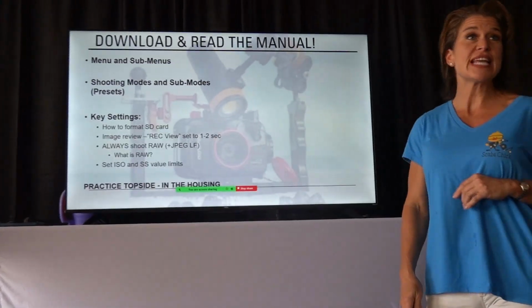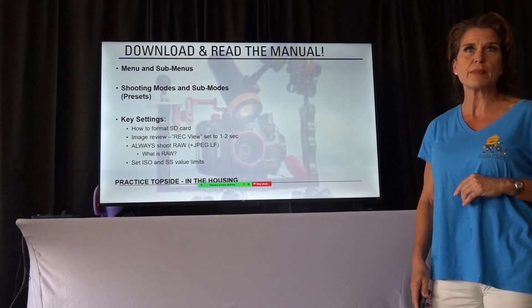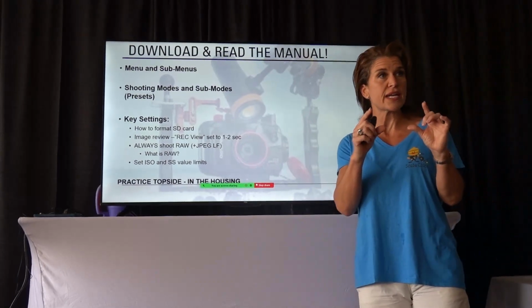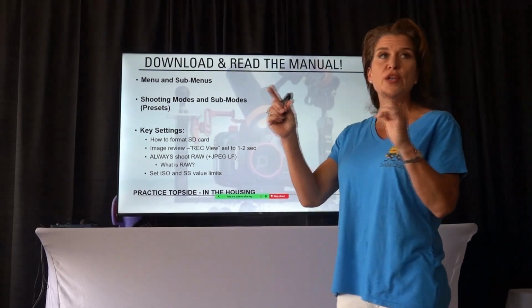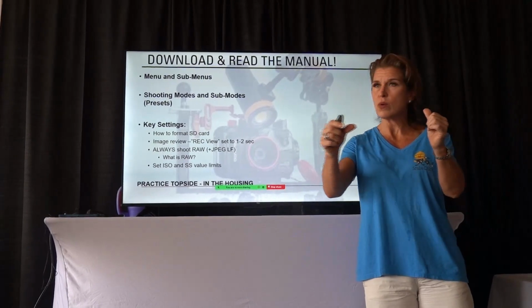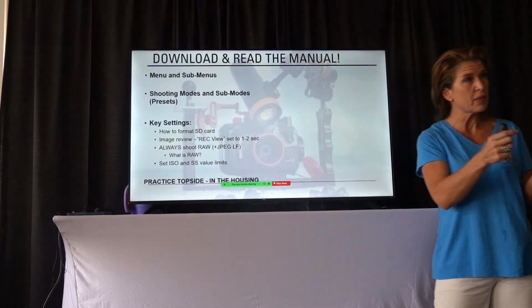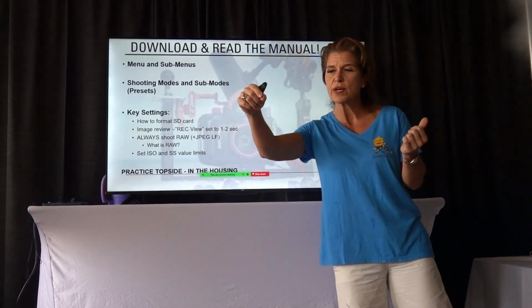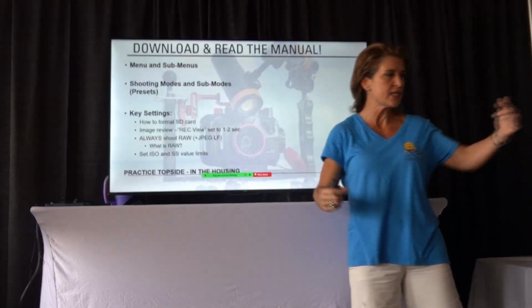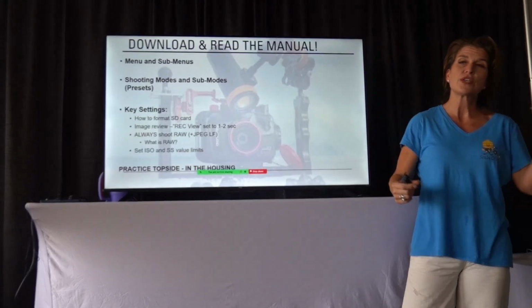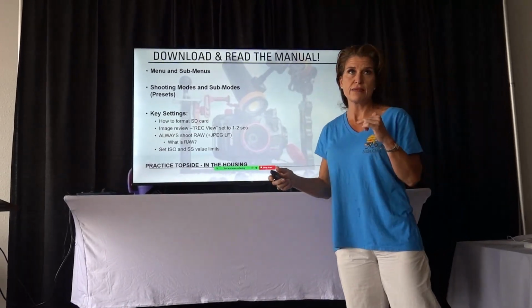Practice topside in the housing. Don't wait until your trip, and don't just play with your camera outside of the housing, because many times those buttons have no correlation on the housing as they do on the camera. So if your little turn wheel is up here on the top, sometimes in those housings it's over on the left on the bottom. So you need to practice topside in the housing.